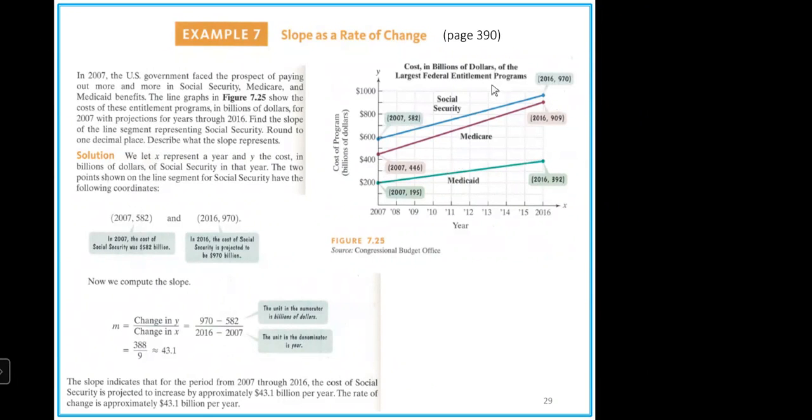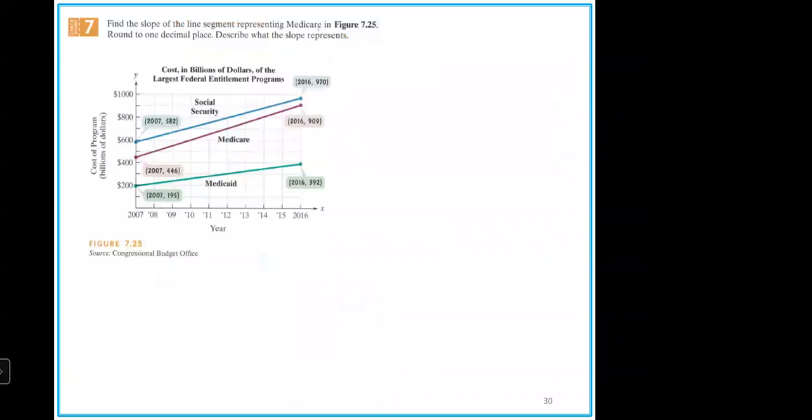Okay. So I want you to now look at this same graph, but we're going to look at which one they want you to work out now: Medicare, which is the second one. I'll give you a couple minutes to look at that and see if you can figure out what the slope for Medicare is and what it represents.